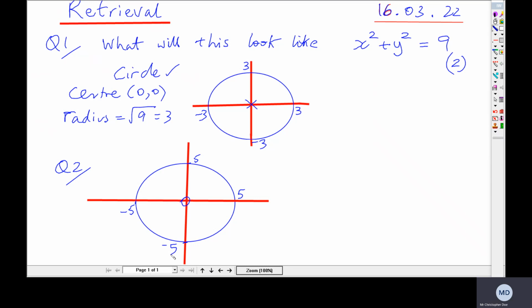Javi, can you give me what you've written on the left-hand side? X squared plus y squared. Let me give you a mark for that. X squared plus y squared. If you've got that, give yourself a tick.